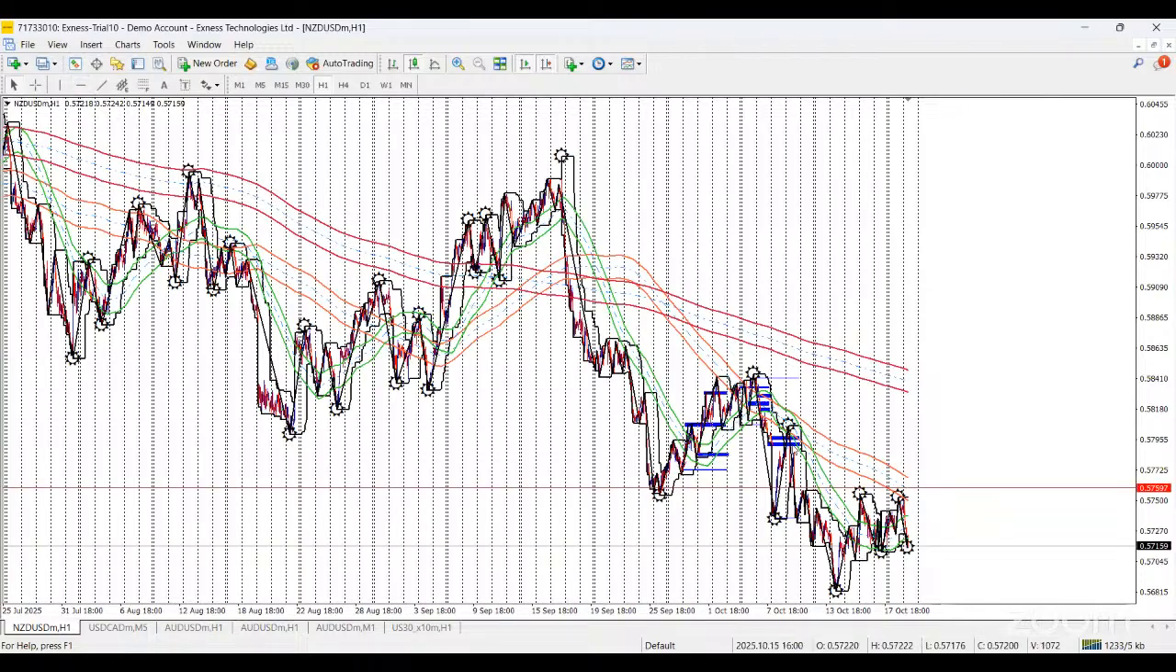So mark this out. It's still a POI, however, price has already mitigated that level. Mark this one as well. Now, if NZDUSD continues to sell without coming back here, how do we enter?